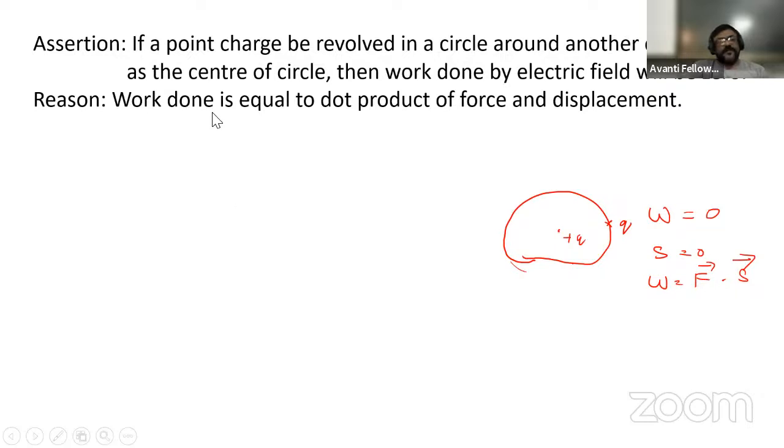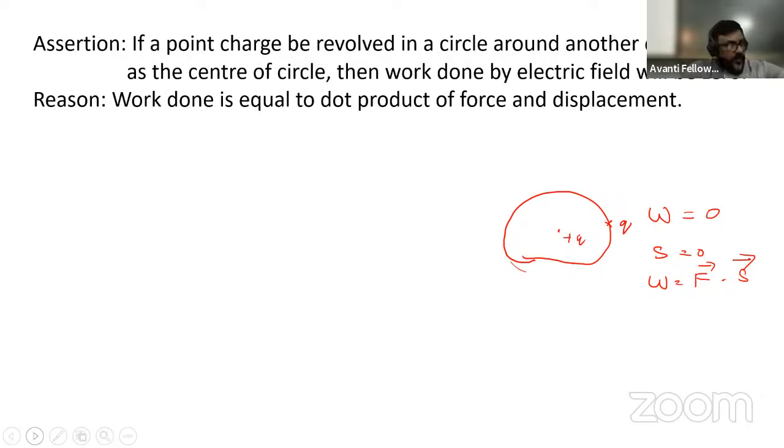So what is the answer given here? Work done is equal to the dot product of force and displacement. So when displacement is zero, definitely work done is also zero. What is our answer? Assertion is true, reason is also true, and the reason is the correct explanation of the assertion. Here displacement S is equal to zero, and work done is the dot product of force and displacement. When displacement is zero, the dot product of a vector and a zero vector will definitely be zero. So both are correct, and the reason is the correct explanation of the assertion.